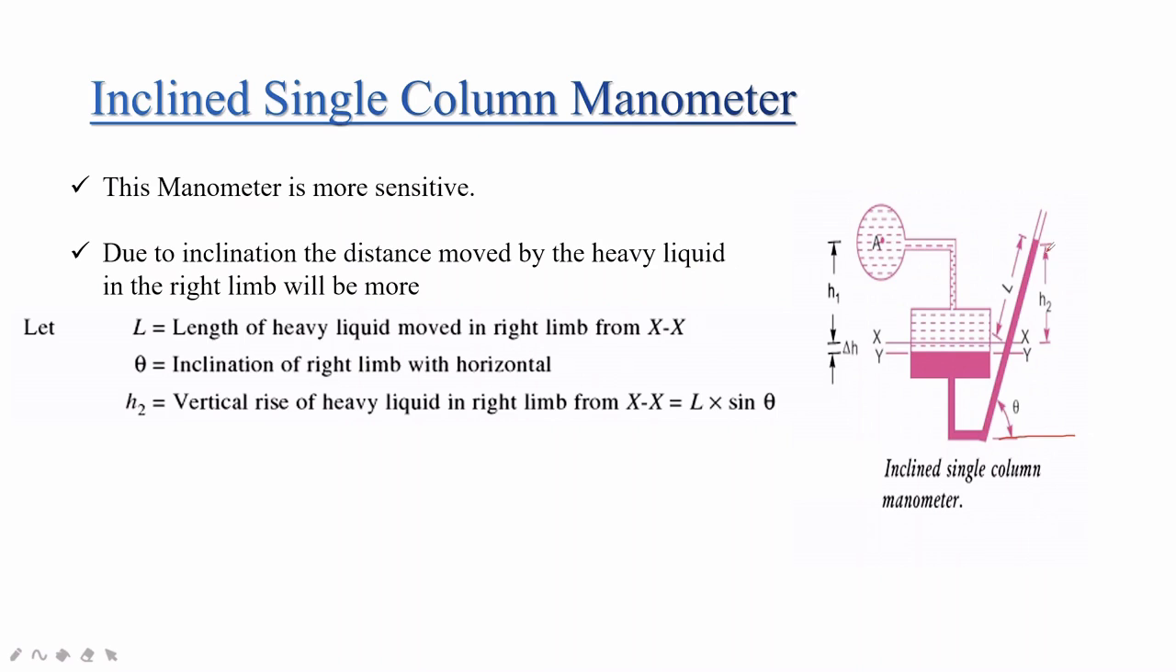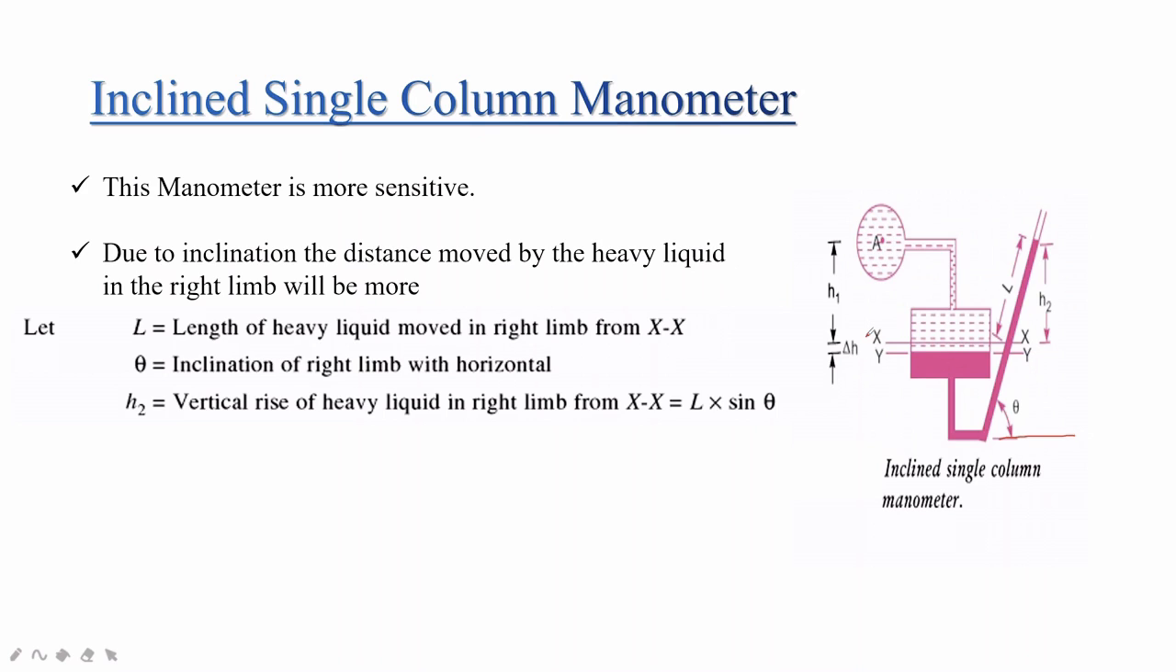So this is the liquid, and L is the length, that too from XX. Same XX as in the vertical single column manometer, and YY is also the same. Due to this pressure A, it will push, and Y will get pushed down. So delta H is nothing but the fall of heavy liquid in the reservoir.